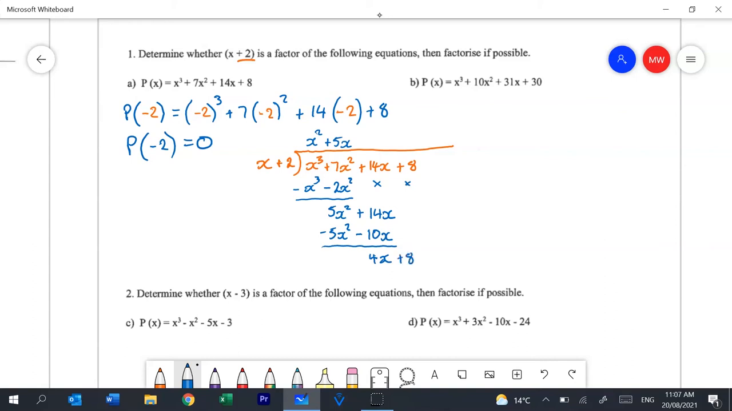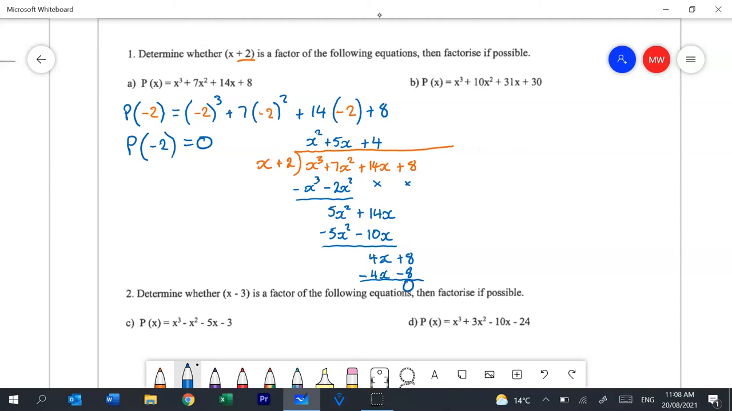Start all over again. How many times does x go into 4x? It goes in 4 times. 4 times x makes 4x, so we'll say minus 4x. 4 times 2 makes 8, so we'll say minus 8. 4x minus 4x makes nothing. 8 minus 8 makes nothing. The remainder is nothing, which is fantastic, as we would have expected.